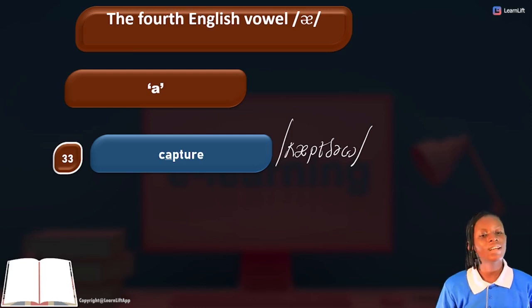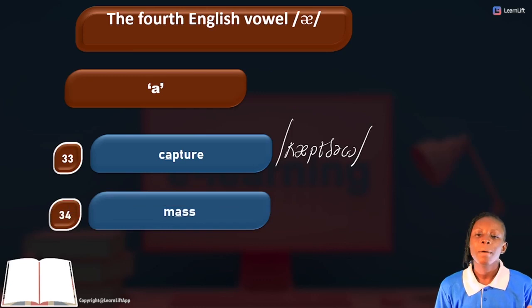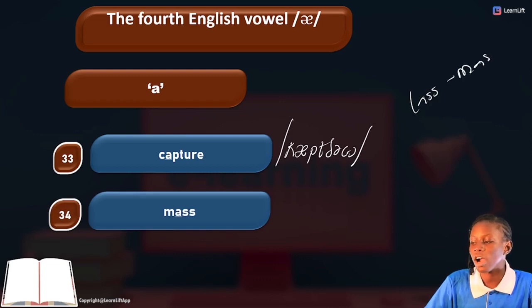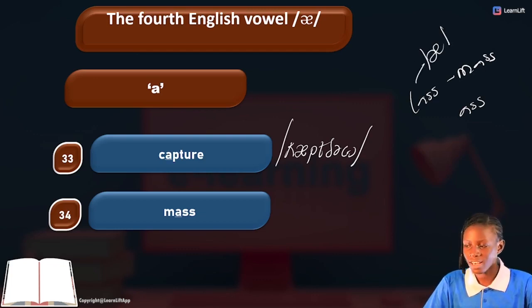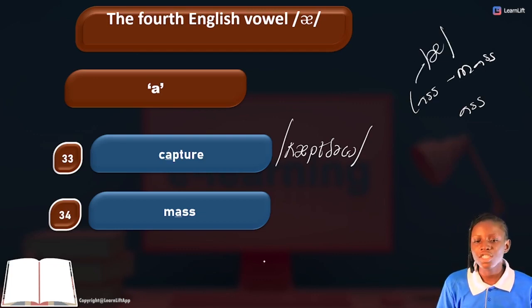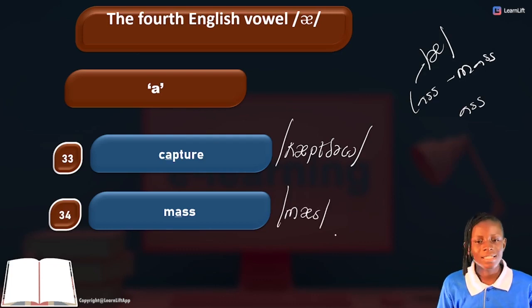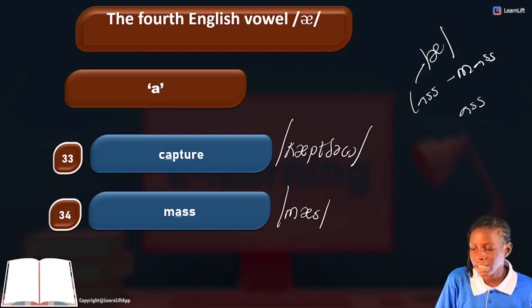Our next example we have is mass. Now if you have been following this class, I have said Lars and Mars were special words, because out of a million words that end with ASS, Lars and Mars are the only two words that end with ASS and have the short A sound. Let's transcribe Mars together. Mars. This is our S sound.